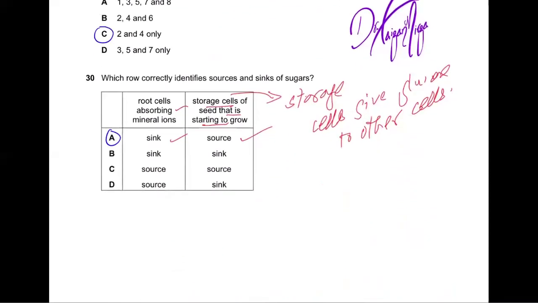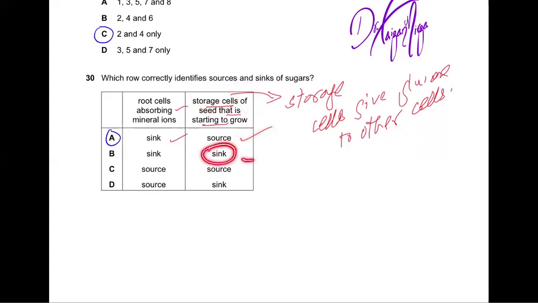Which row correctly identifies source and sink? So sink should be the root cell, which is absorbing. Yeah, sink should be that because this is where it is actually moving. Storage cells of seeds that are starting to grow: a seed which is starting to grow will have certain storage cells which will be providing glucose to the cells that are growing. So these storage cells will become the source. So that's why the answer is A.